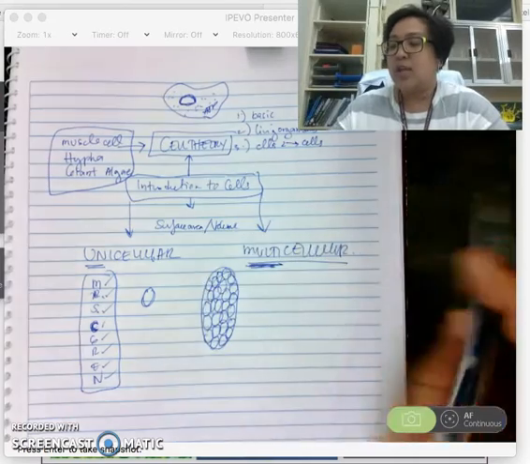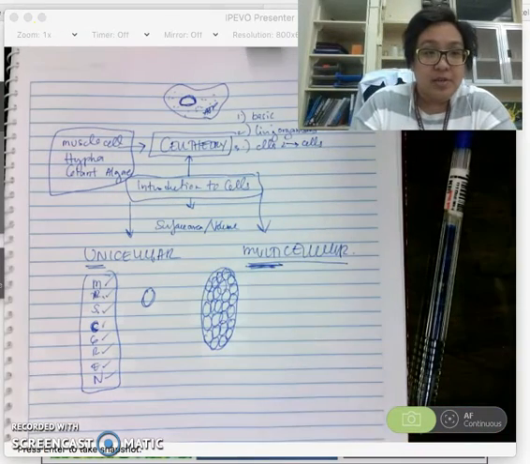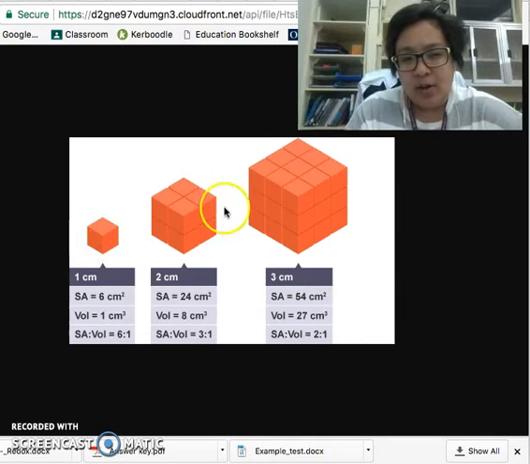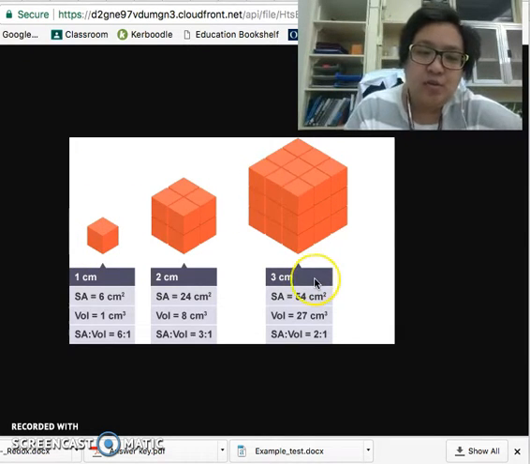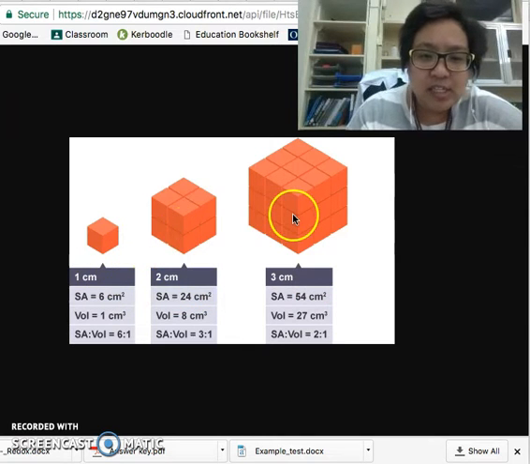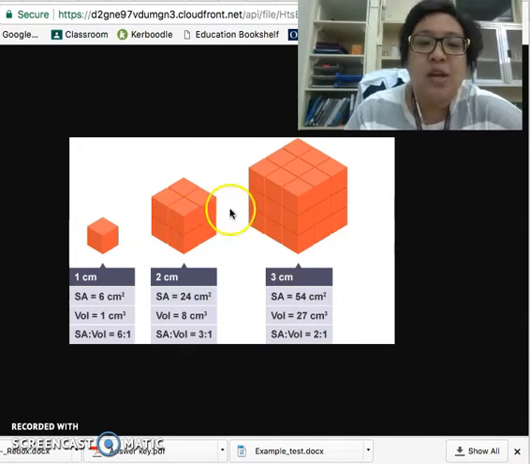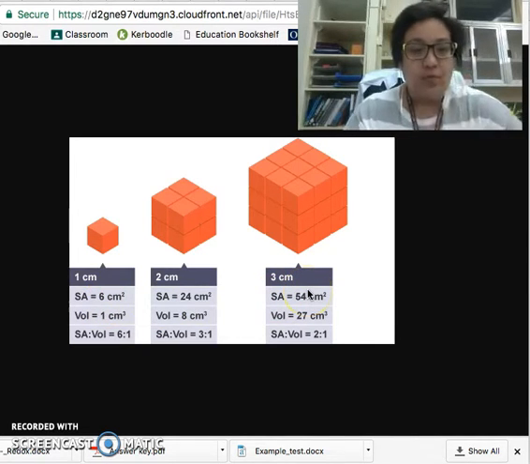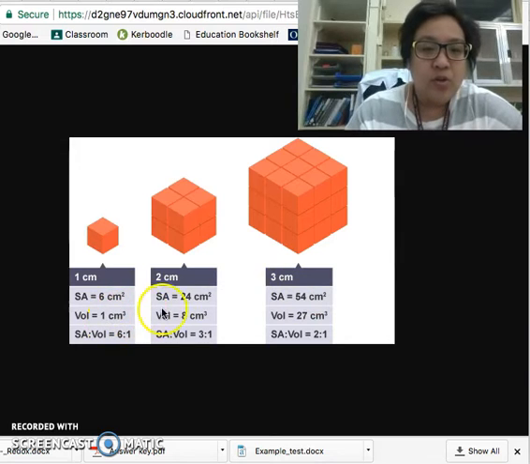Okay, so let's use a diagram to explain this. All right, so let's use 3 cubes to illustrate this. You have a 1 cm cube, and it increases up to a 3 cm cube. Now what you can notice here is as the cell size increases, as the cell becomes bigger, obviously the surface area also becomes bigger, from 6 to 24 to 54. Now, what happens to the volume though? As you notice, it's from 1 to 8 to 27.